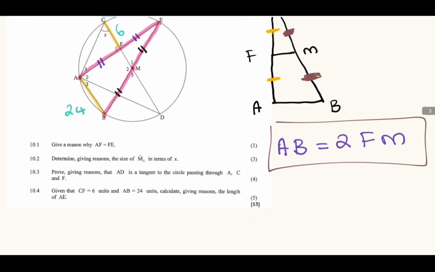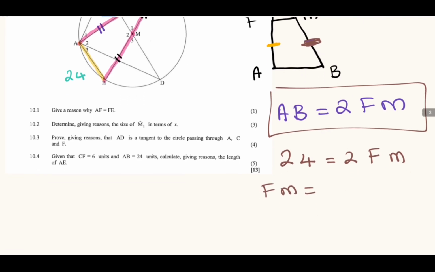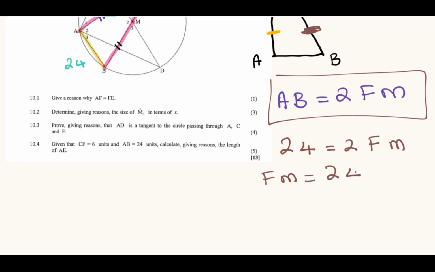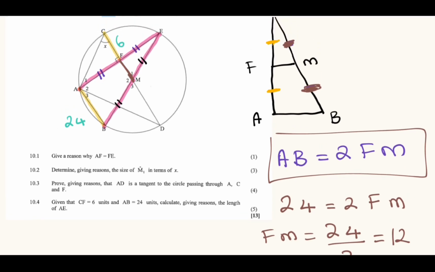So we already have AB as 24. So what will be the value of FM? We divide both sides of the equation by 2. So FM will be equal to 24 divided by 2, which is equal to 12 units. So there's our FM, it will be equal to 12 units.